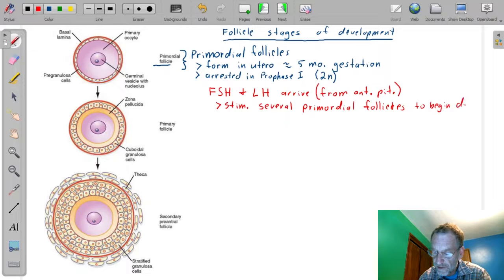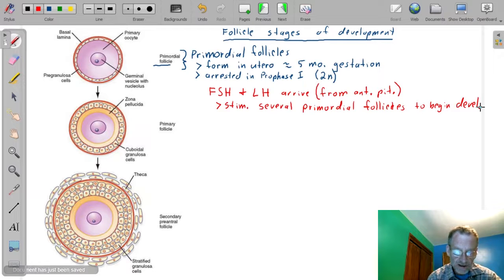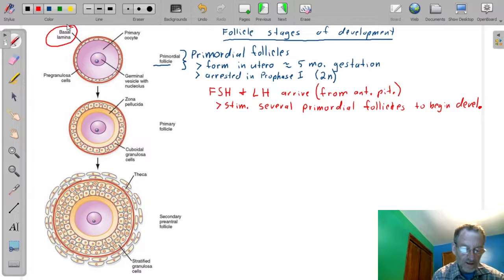I'll abbreviate development. Okay. So the follicle wakes up, and a couple of things happen that you should note. There is a basal lamina. I'm not going to really talk about it much, but it is around the primordial follicle. It's the red band in this picture, and it stays with us all the way through.